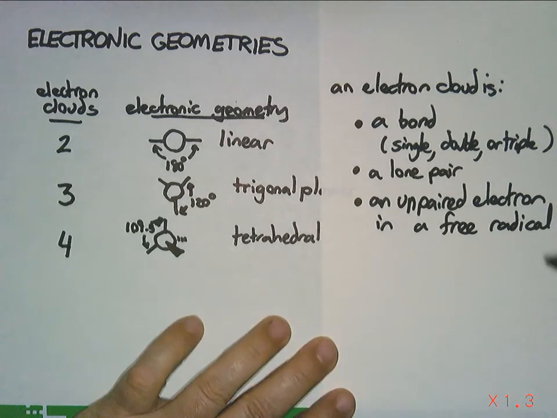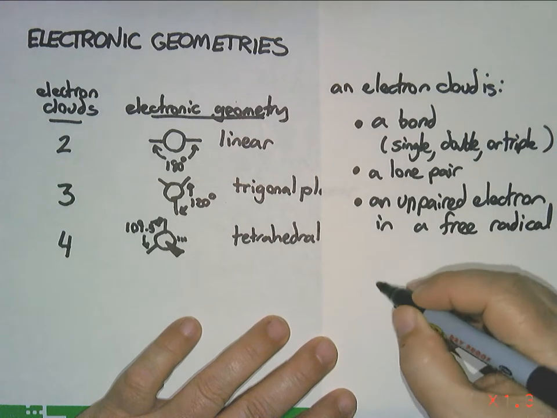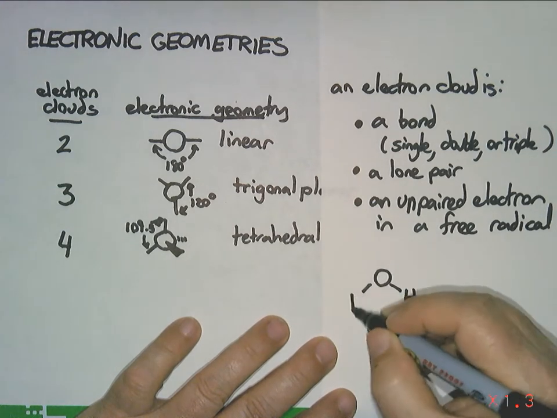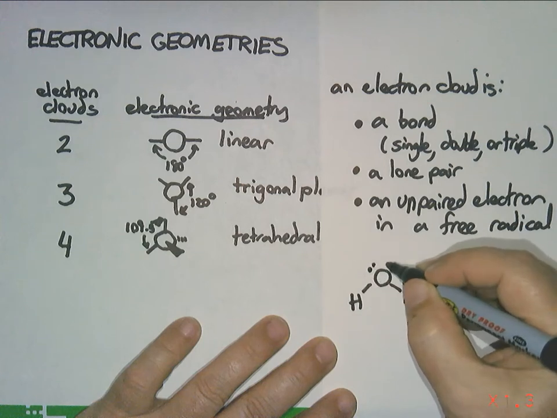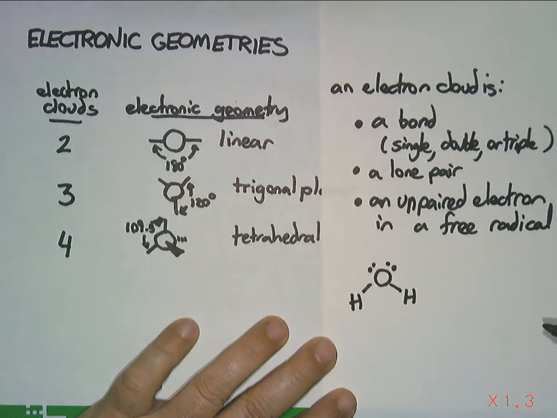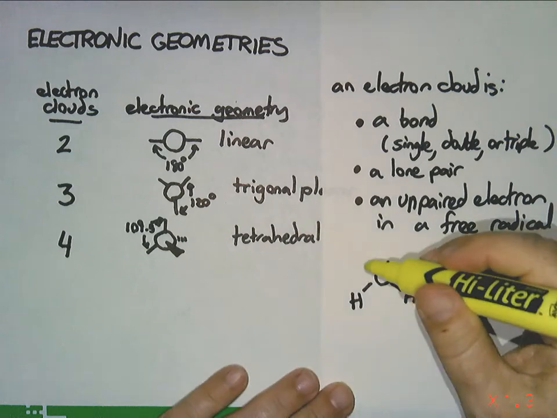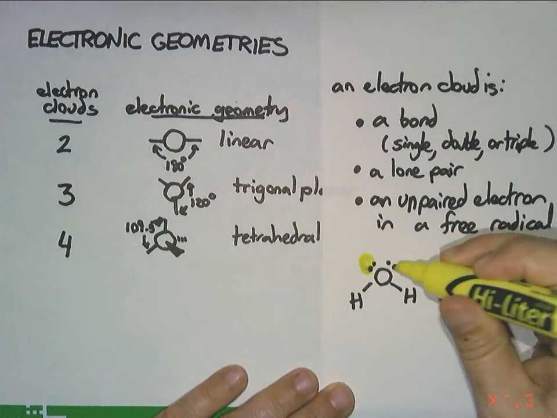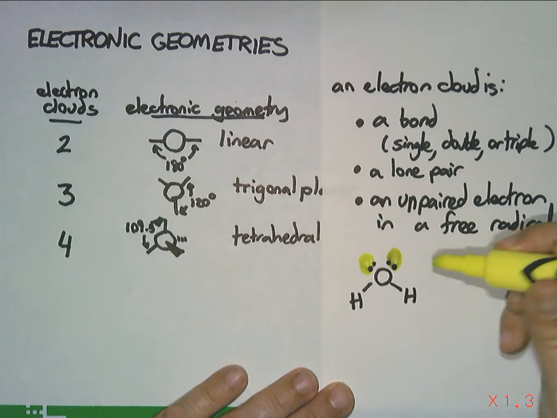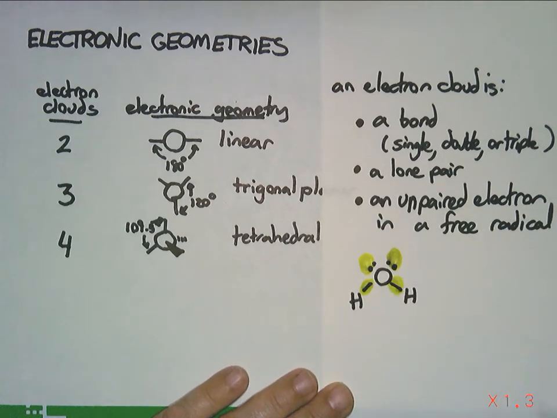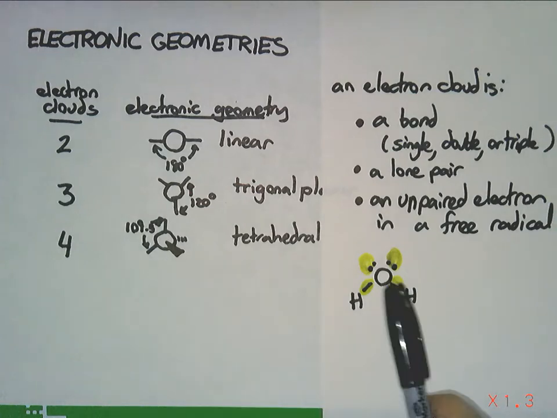So, for example, suppose you've got a water molecule and you're trying to figure out what the electronic geometry is around the oxygen. How many clouds do you have there? Well, each lone pair, that's a cloud, and that's a cloud. And each bond, that's a cloud, and that's a cloud. So there are 4 clouds there. So this would have a tetrahedral electronic geometry.